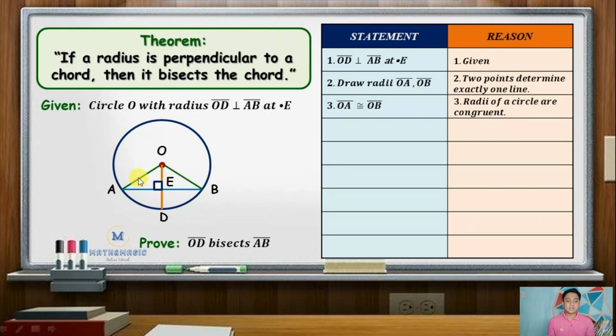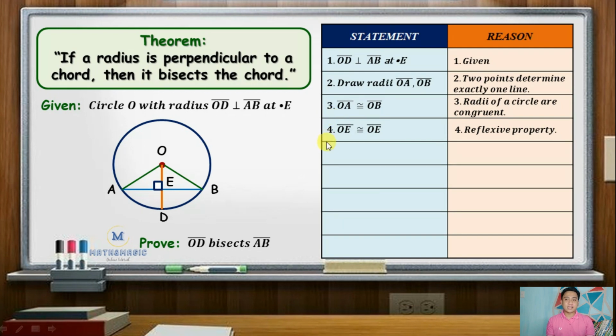Now notice in the illustration, two triangles are now formed. Those are triangle OEA and triangle OEB. This may give us a clue that triangle similarities can be used in this proving. For our fourth statement, we say that segment OE is congruent to segment OE. And the reason, this is reflexive property. Here we now have two parts being identified. One more statement and we may use triangle similarity theorems discussed when you were in grade 9.